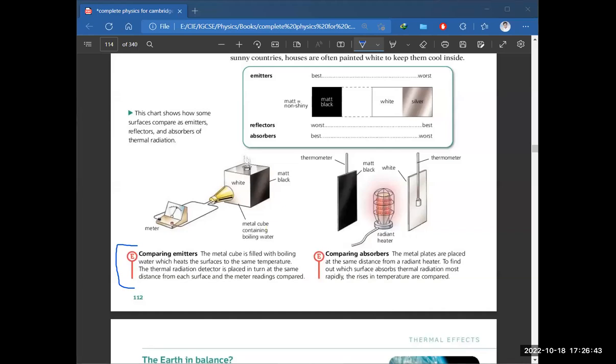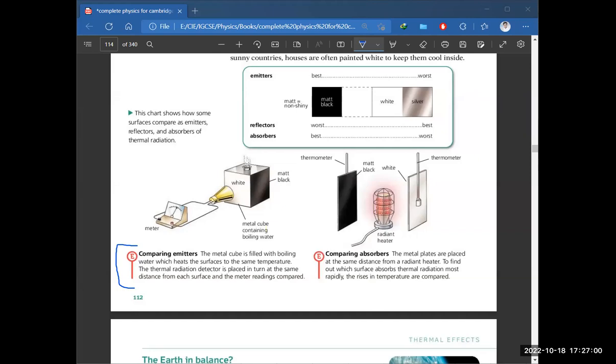We have color and reflectiveness, shininess. Okay, matte black is not shining. Matte means, what is the meaning of matte? Matte means not shining. Not shiny. That's it. Now the next thing we have to look at is an experiment.